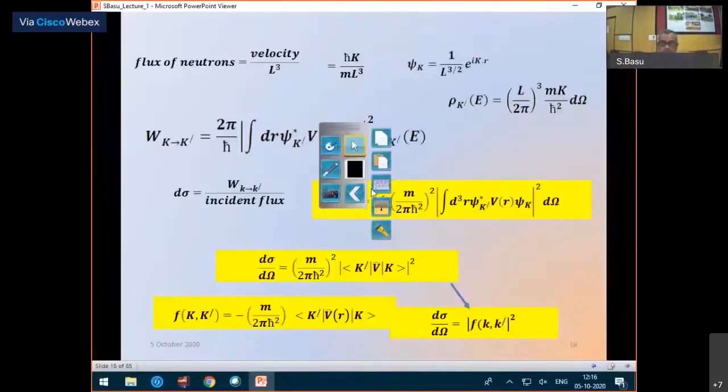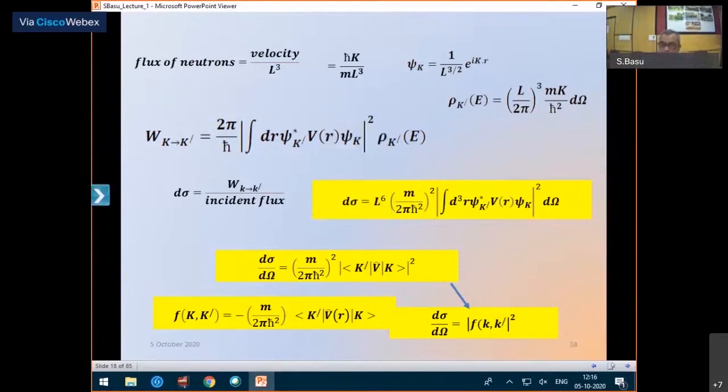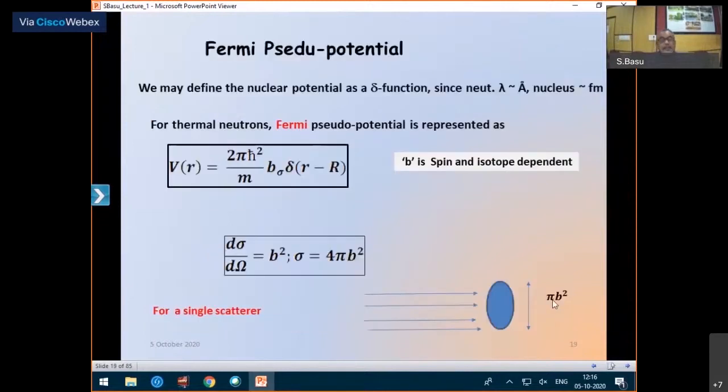So we have derived the scattering cross section d sigma d omega, which is the square of an amplitude, basically f star k k prime f, that will give us the scattering amplitude. But so far it has been only some bit of jargon and mathematics. What do we get from here? Now I will define the neutron nucleus interaction potential.